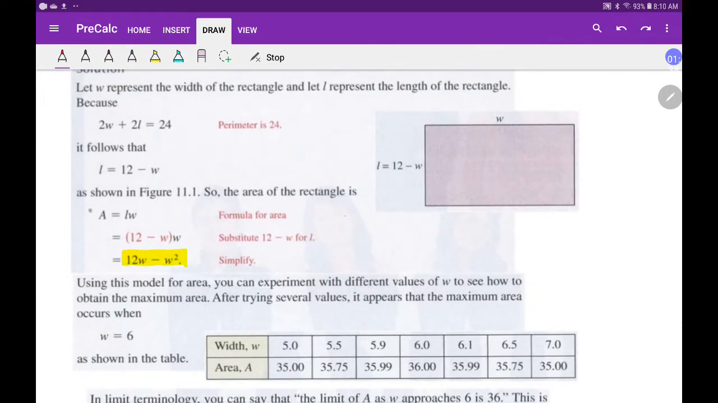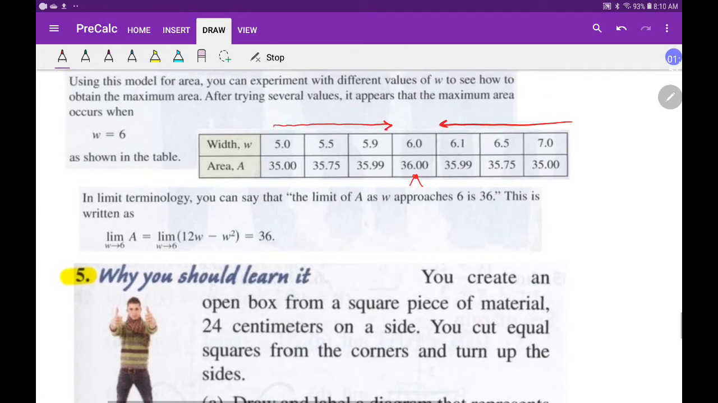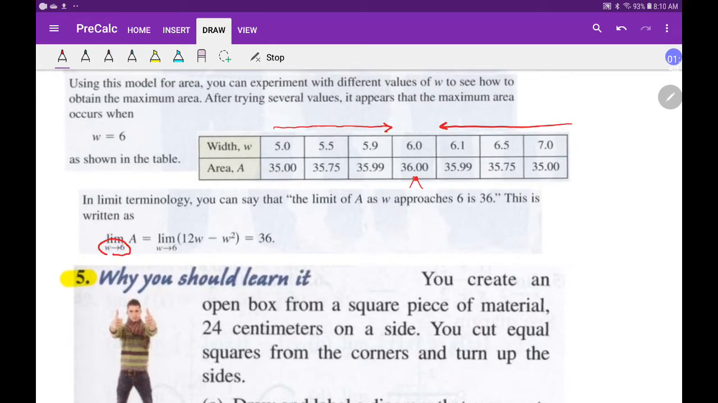And also, in the meantime, for the example here, they have you filling in a table of values. It looks like as W approaches 6, I'm getting to that maximum right there, to the peak. Okay, so in terms of limits, as W approaches 6, then the limit is 36, which is the maximum.